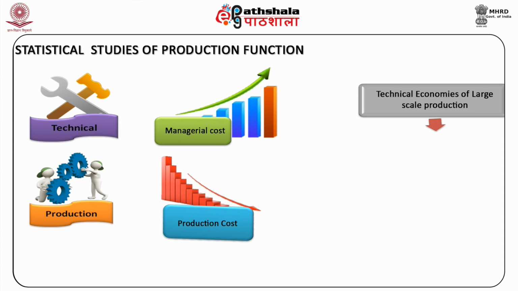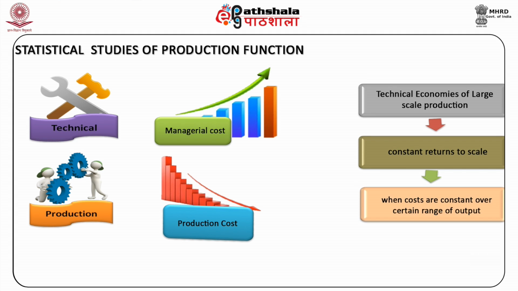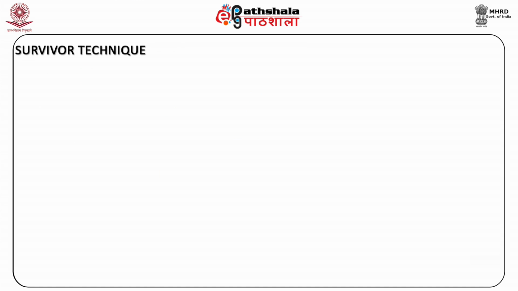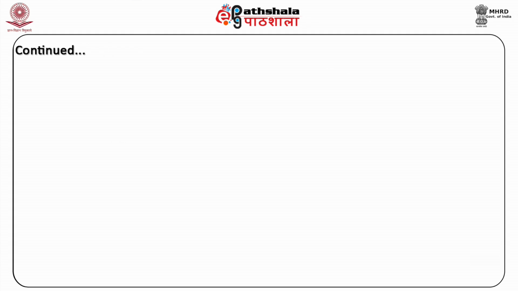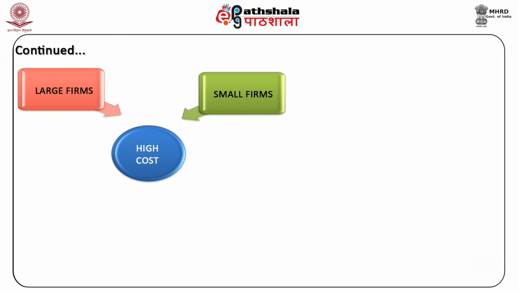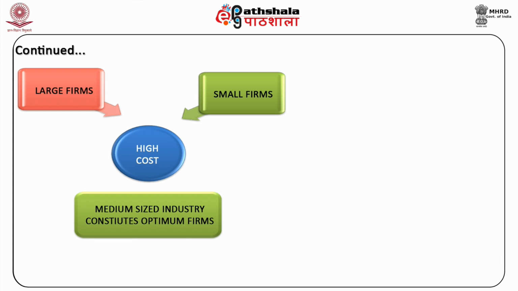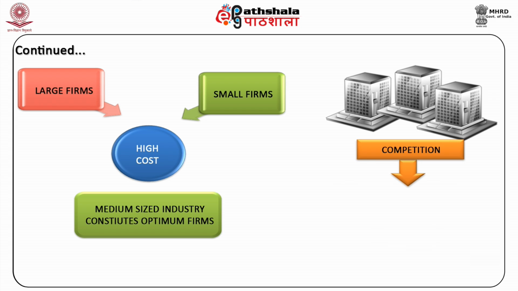Most statistical studies of production function reveal constant returns to scale when costs are constant over a certain range of output. The survivor technique, which was developed by George Stigler, is based on Charles Darwin's survival of the fittest doctrine. George Stigler studied the steel industry of the USA and deduced that small and large firms have high costs and are inefficient, but the medium-sized firms constitute the optimum firms. Further, the basic idea of this technique is that competition between different sizes of firms will lead to survival of the more efficient ones.